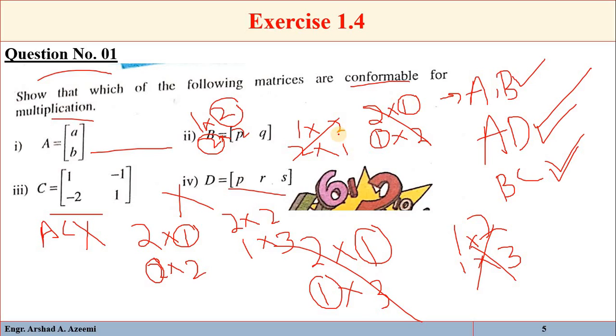And the multiplication of CA, for example, C is 2 by 2 and A is 2 by 1. Again the number of columns of C is equal to the number of rows of A. So the multiplication of CA is also possible. Multiplication of BA is also possible. So these are the possible conformable multiplications.